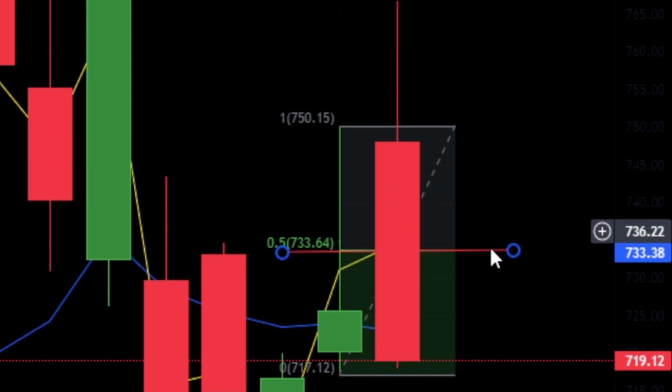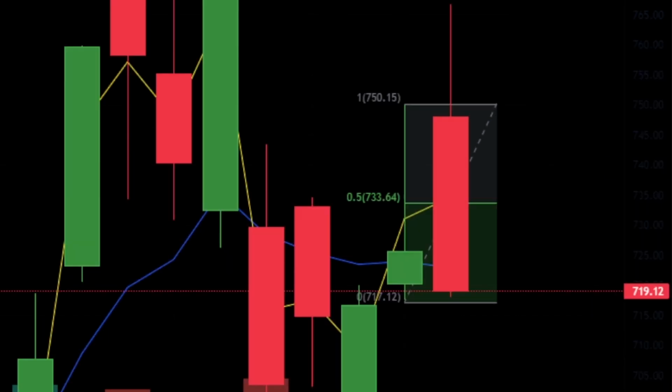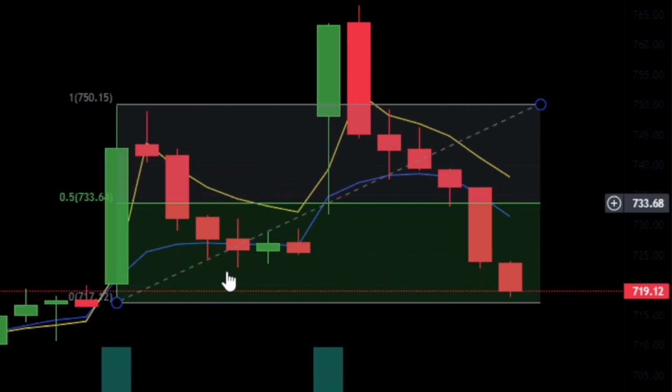So we'll get this out of here, clean this up a little bit. So we hit the 50 and the candle just kept going and going and going. Well, what time could you have gone in? Let's go to a shorter time frame. Let's look at the hour. Okay, here's our Fibonacci, our 1, 50, and 0. Okay, that's the halfway point.